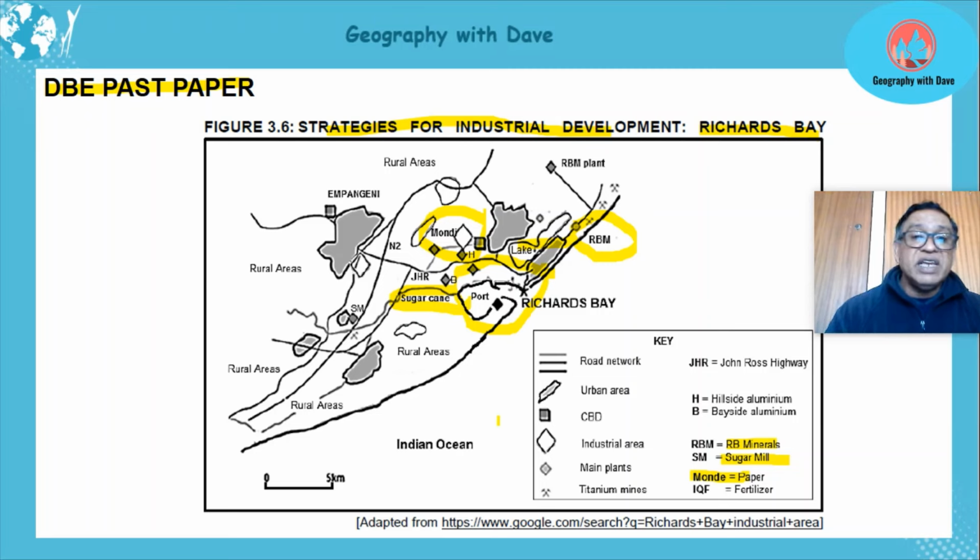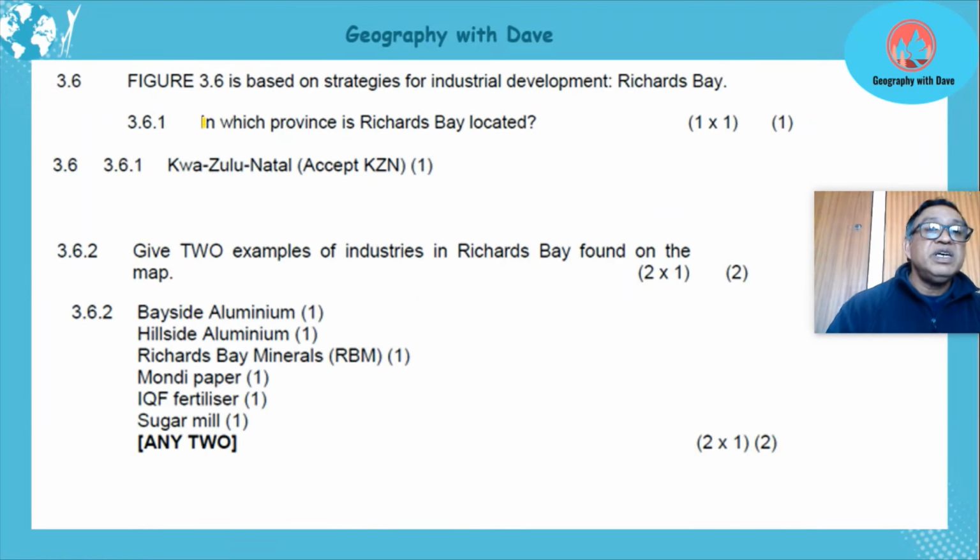Telling us about the road networks. That's found here. So let's look further. It gives us information about the activities that are taking place in this area of Richards Bay. Now, let's look at the questions and I want to show you something. First question. In which province is Richards Bay located?